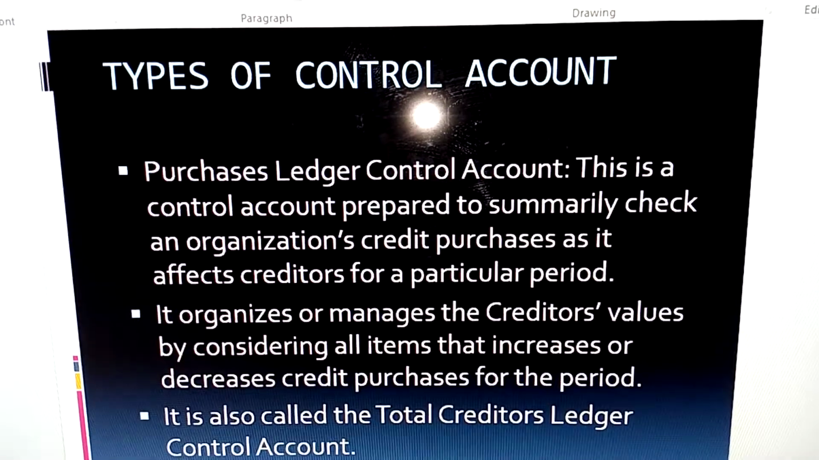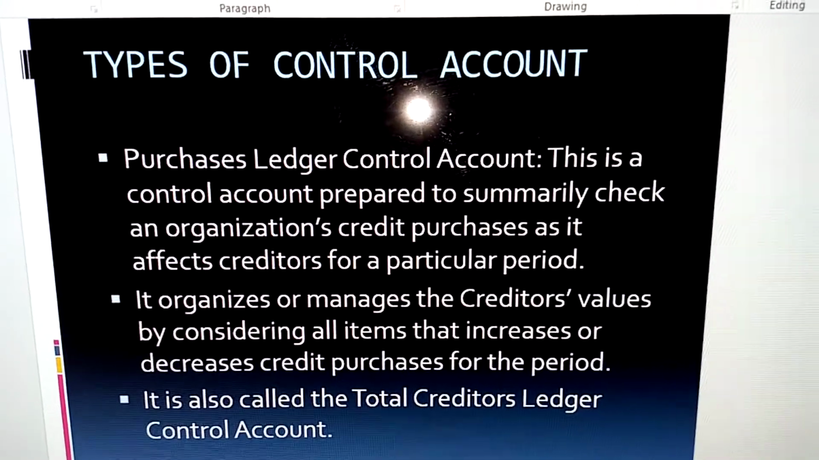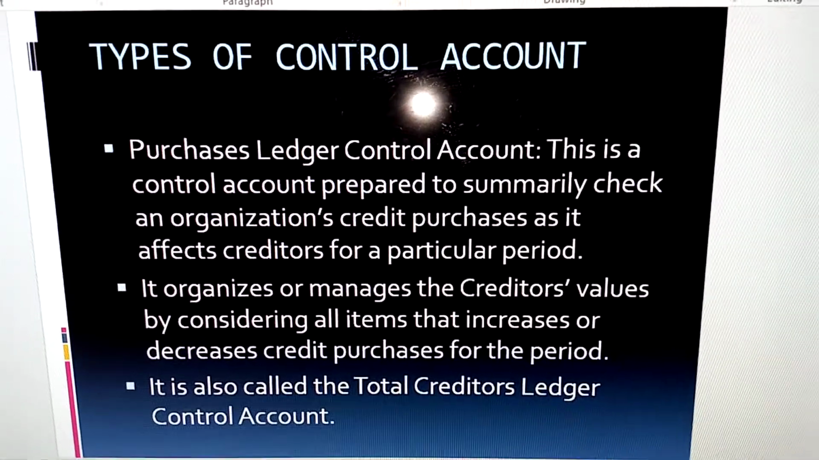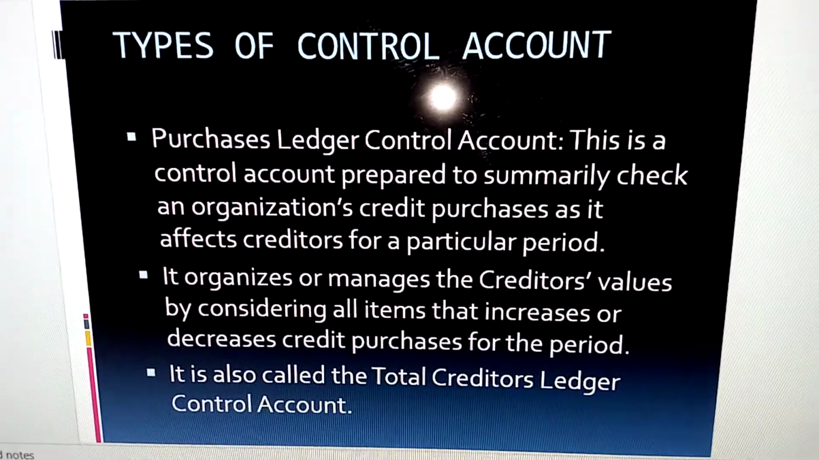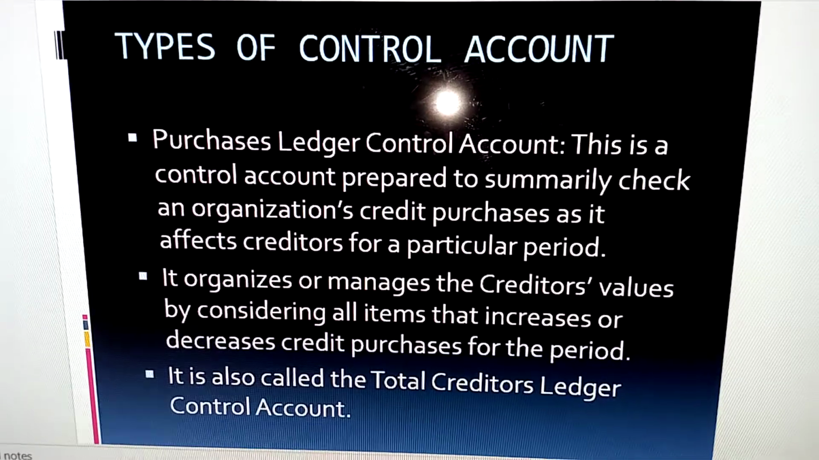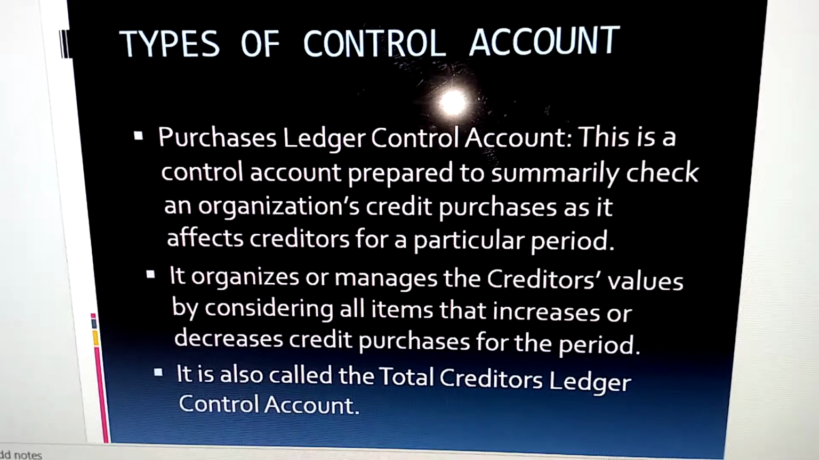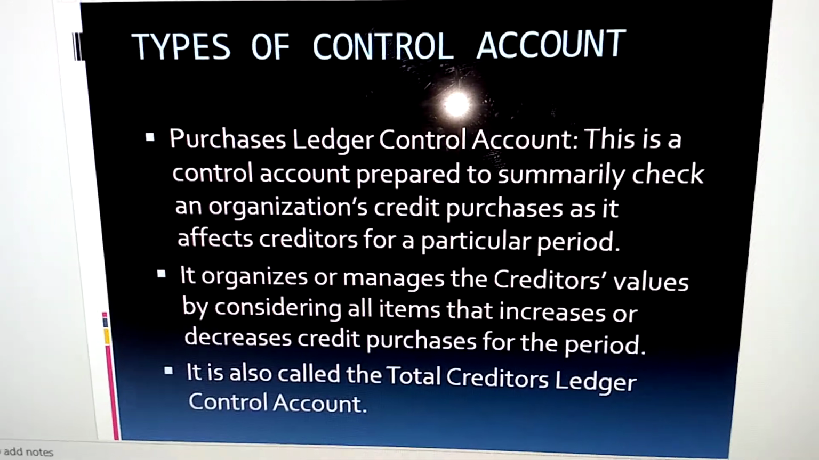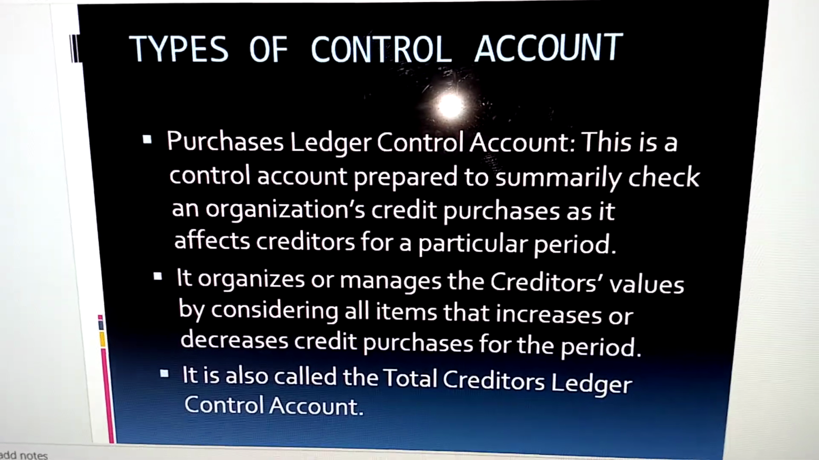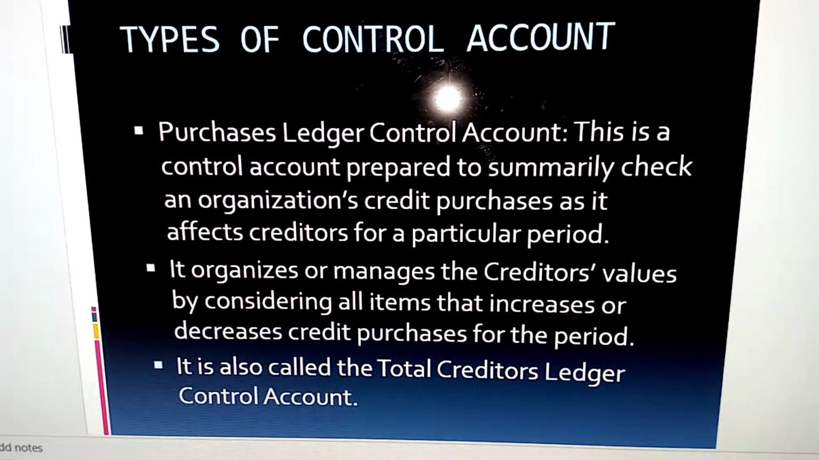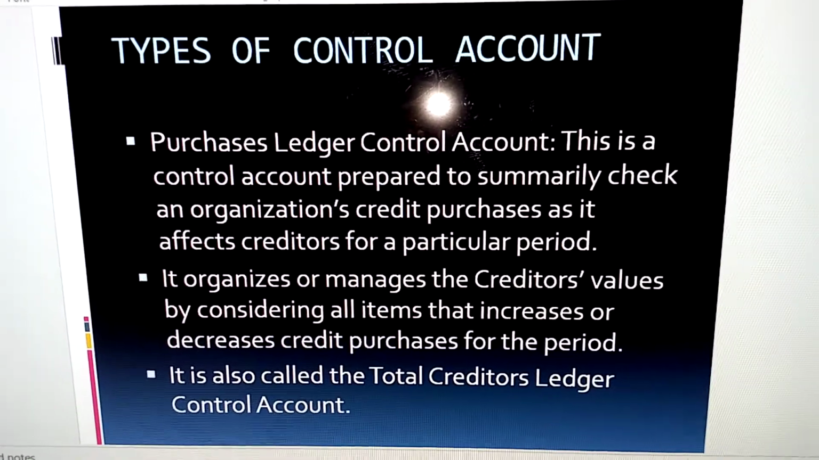The next type of control account is the purchases ledger control account. So you're trying to control credit purchases as it affects what? Creditors. You know, when you buy on credit, you have people that you are owing. Okay, so in order to summarily check the credit purchases that affect creditors is what we call the purchase ledger control. So we use the purchase ledger control account to check the credit purchases as it affects creditors for a particular period. Another name for the purchase ledger control account is total creditors ledger control account.